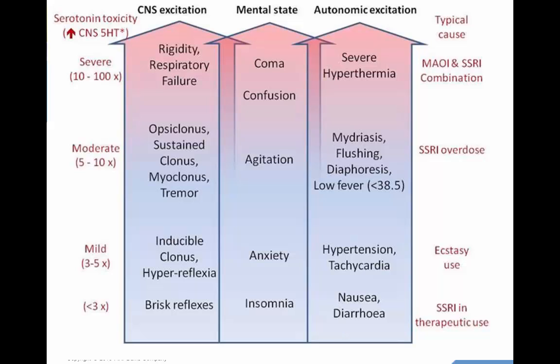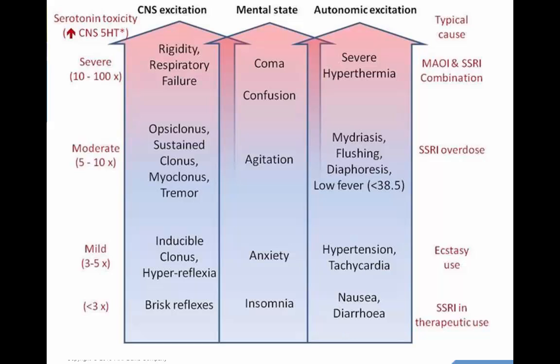Basically, patients will have increased heart rate, shivering, sweating, dilated pupils, myoclonus, hyperreflexia, jerking and twitching. They would have tremors. They would have high blood pressure, hyperthermia, and this hyperthermia will be over 104 Fahrenheit or over 40 centigrade. They would have hypervigilance and insomnia.